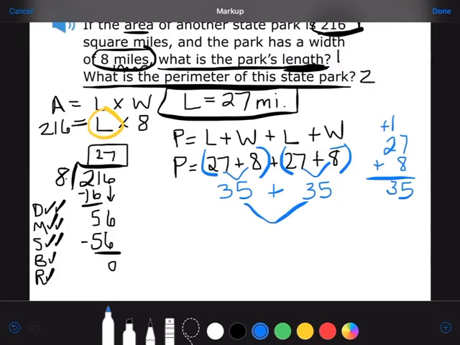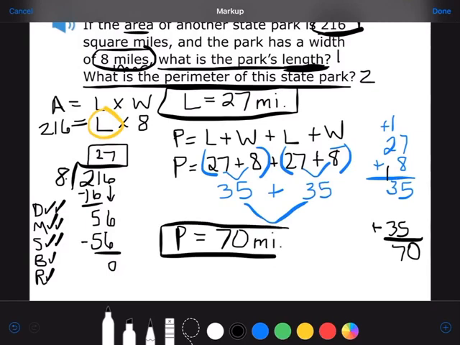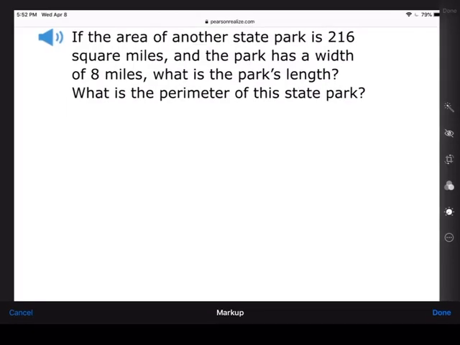Now, I'm going to add 35 plus 35. If you need to stack those up on the side, you certainly can. 35 plus 35. My perimeter here is going to be 70. Look back at the problem, what are our units? Miles. 70 miles around the state park is the perimeter. That's my second answer. So I found the length and I found the perimeter. Good job, guys. Let's keep rolling.